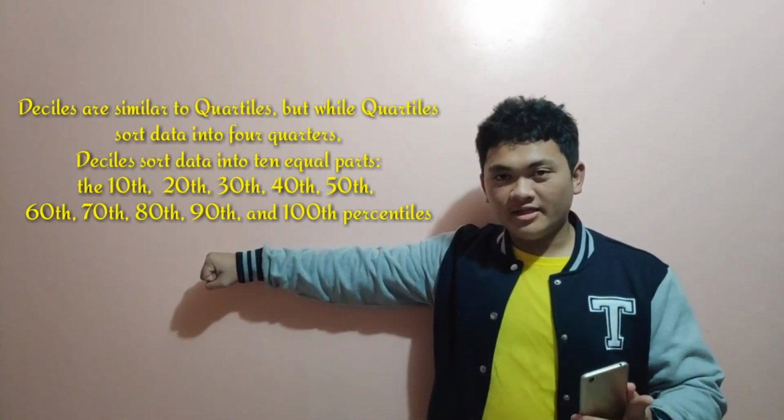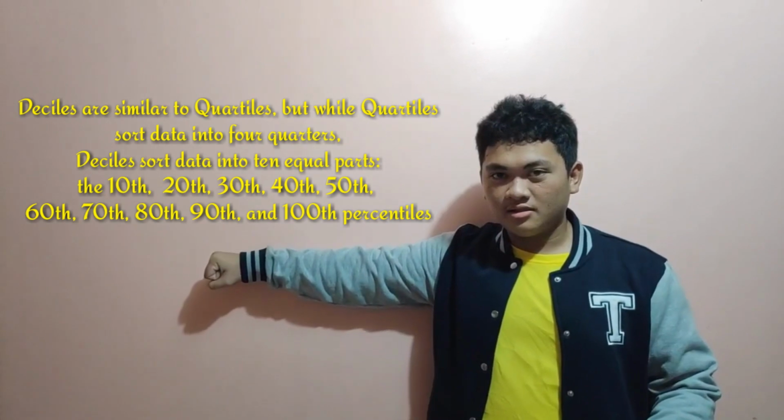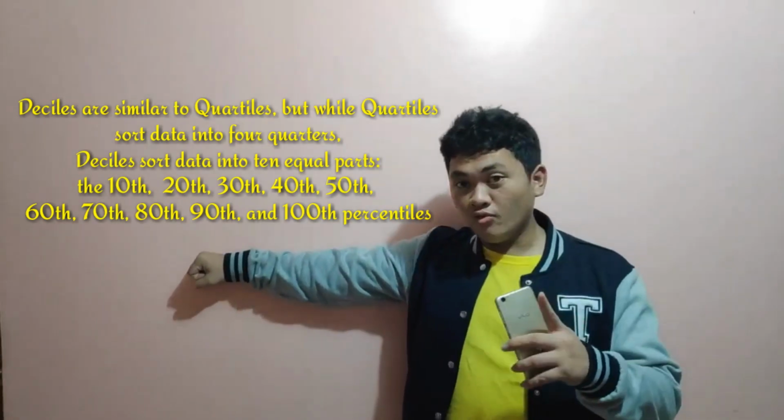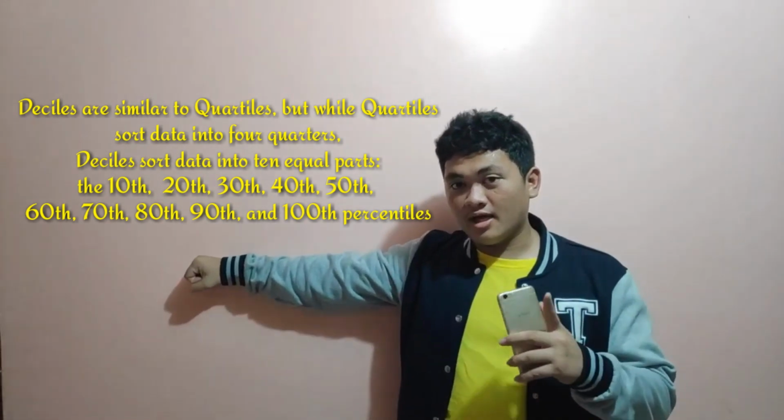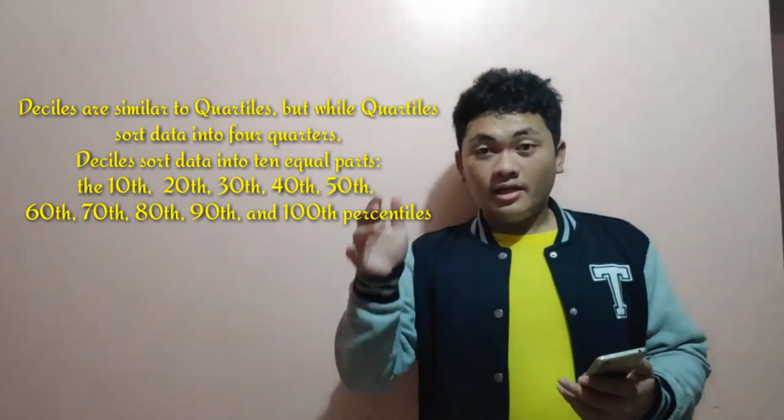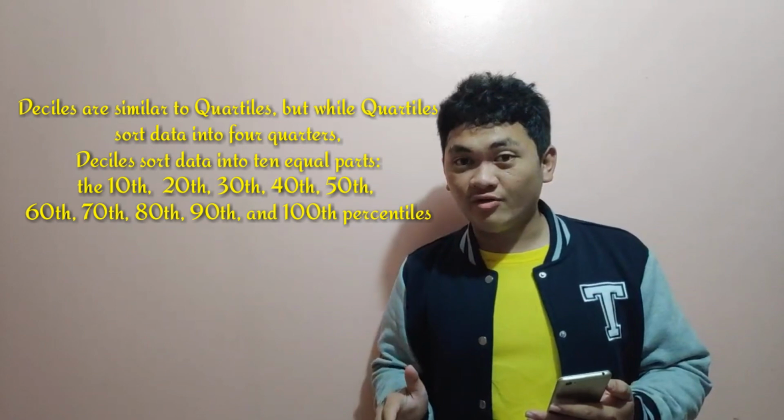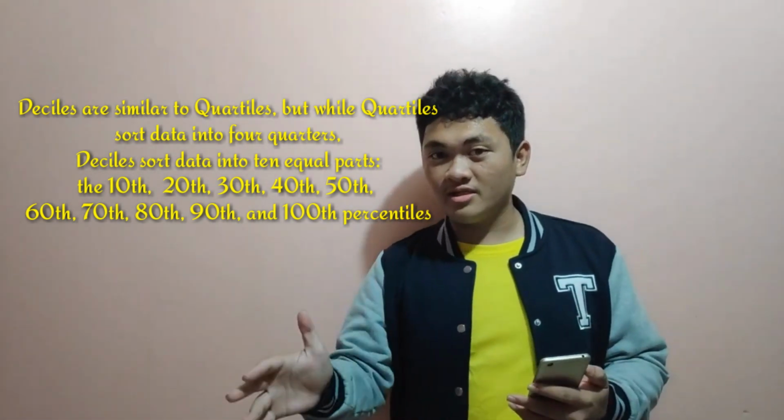So, first, what is Decile? Deciles are similar to quartiles. But while quartiles sort data into 4 quarters, deciles sort data into 10 equal parts, from the 10th, the 20th, and 30th, up to 100 percentiles. So now, we will show you how we apply it in real life.